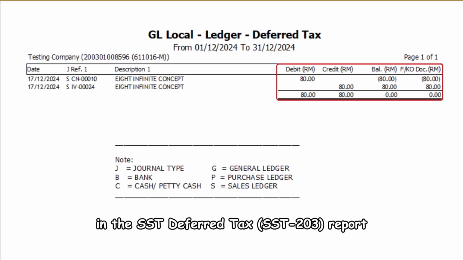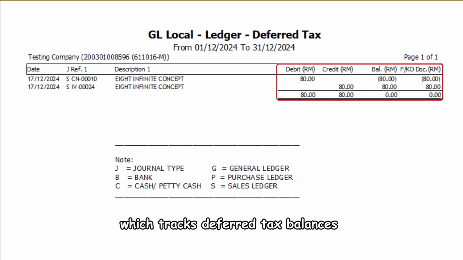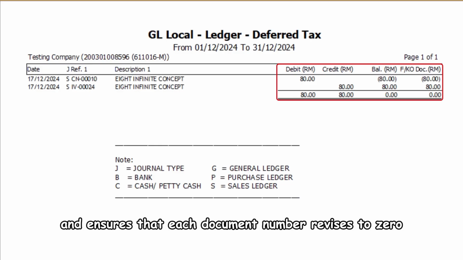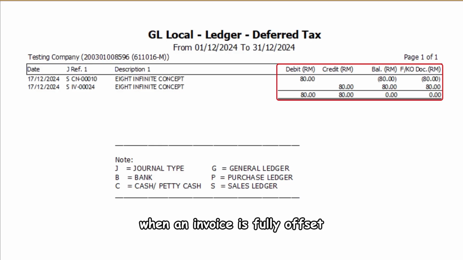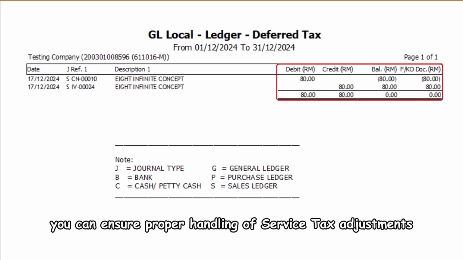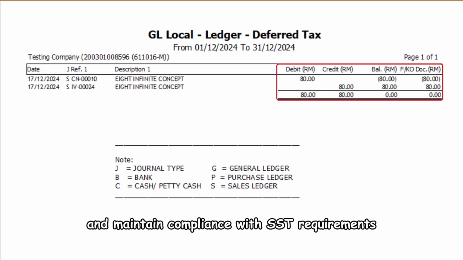These adjustments are reflected in the SST deferred tax SST 203 report, which tracks deferred tax balances and ensures that each document number revises to 0 when an invoice is fully offset. By following these guidelines, you can ensure proper handling of service tax adjustments and maintain compliance with SST requirements.